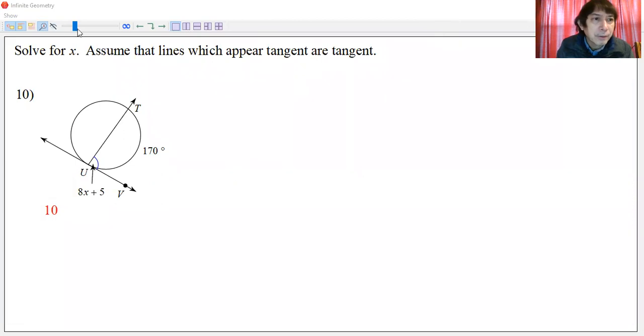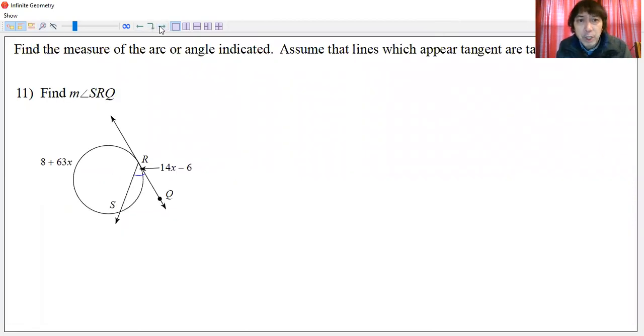Clear the screen, and then number 11. Here is number 11. The same configuration, a tangent and a chord intersecting in the circle. But this time we're after the angle SRQ. Where's angle SRQ? SRQ is over here, this angle here.